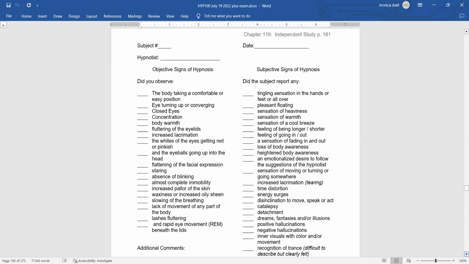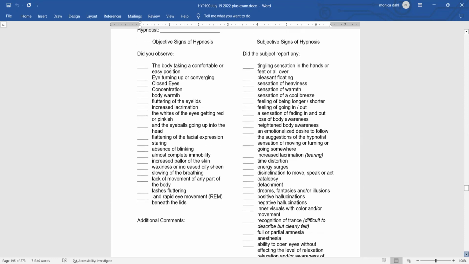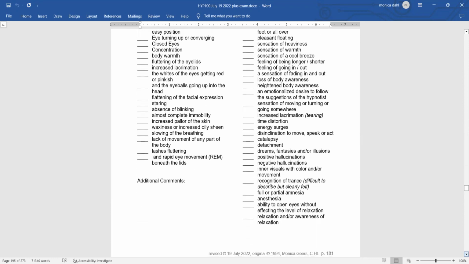Did you lose awareness of your body for any time? Were you much more aware of your body at any time? Did you have an emotionalized desire to follow my suggestions? Did you get a sense of moving or turning or going somewhere? Did you have increased lacrimation, which is tearing?